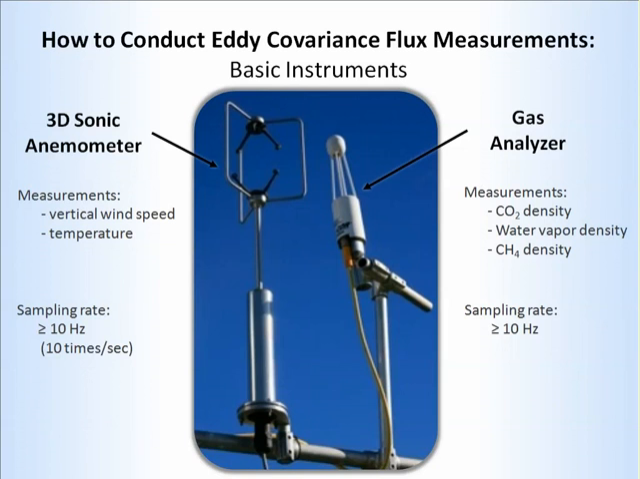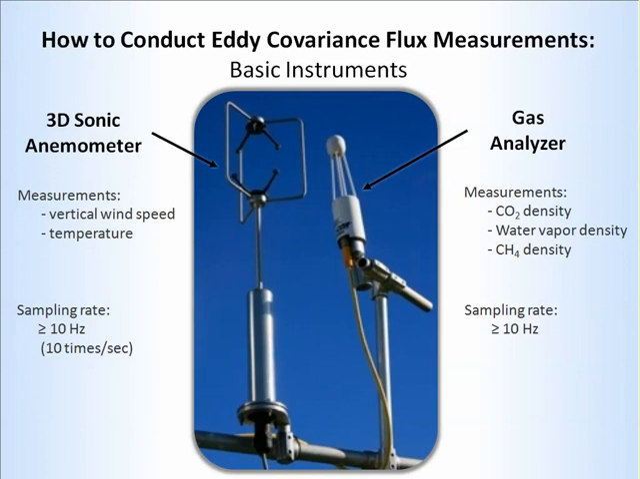With Eddy Covariance theory, let's see how to conduct an Eddy Covariance flux measurement. Basically, we need a three-dimensional sonic anemometer and a gas analyzer. The sonic anemometer measures wind speed and temperature. The gas analyzer is used to measure CO2 density, water vapor density, or methane density. The sampling rate for both instruments needs to be at least 10 Hz, that is 10 times per second.